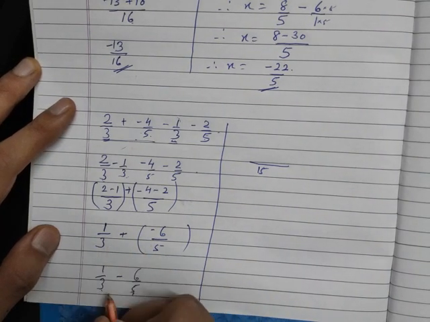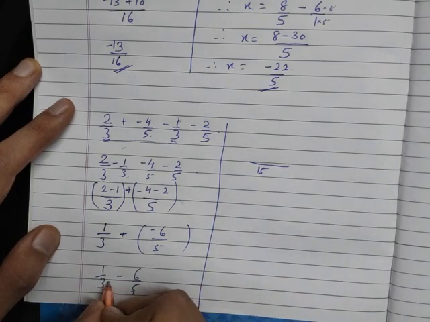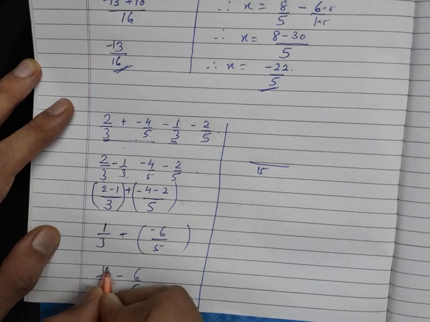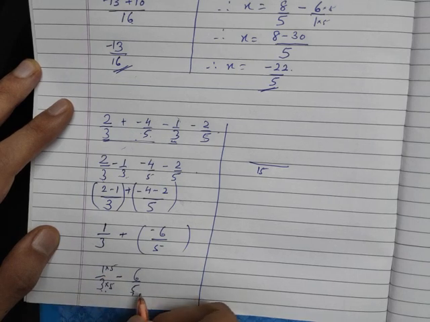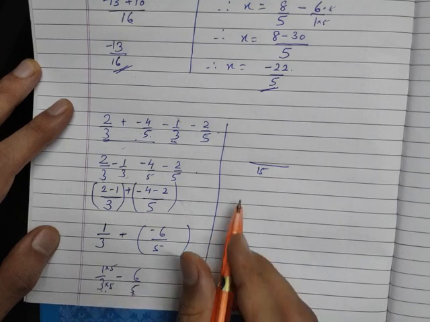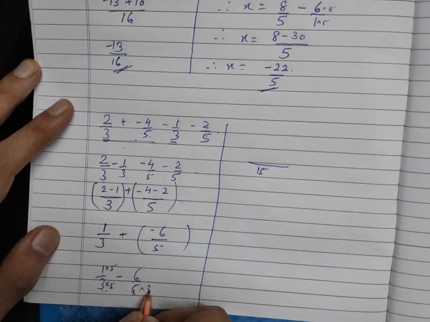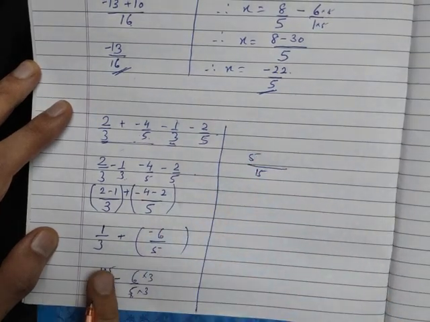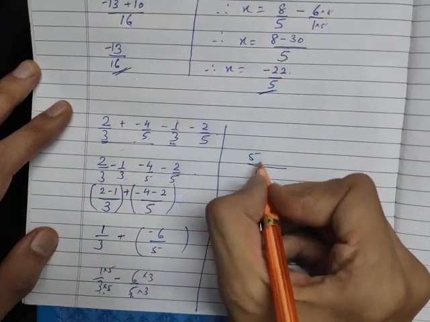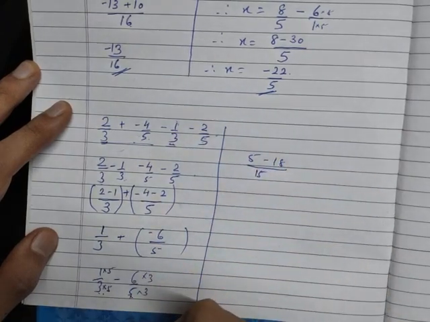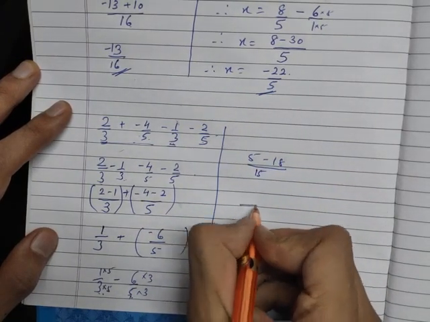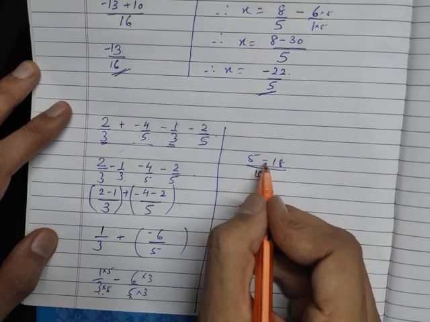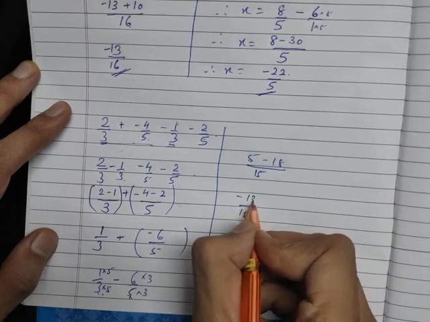So how did you make 3 as 15? Multiply it by 5. But if you multiply in the denominator, the numerator also needs to be multiplied. Now how did you make 5 as 15? Multiply by 3. So here also. So that becomes 5 minus 18 upon 15 as it is. Now plus minus minus, 18 minus 5 is 13. The greater number's sign is minus. So minus 13 by 15.